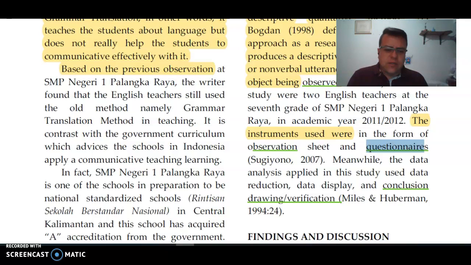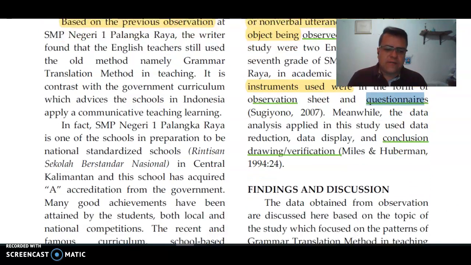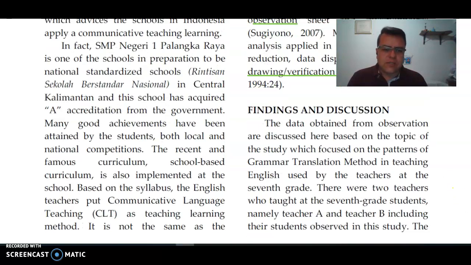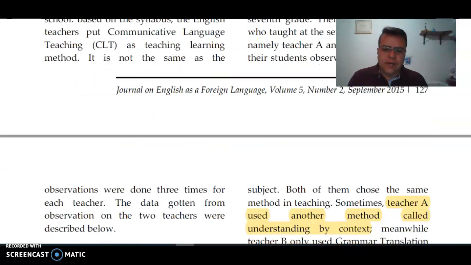These words or concepts I gave you are ideas that permit us to understand that this is a qualitative article. We can read here, for example, the word observation, that is part of the qualitative research, questionnaires, that is part of interviews. And for example, here we have the conclusion drawing verification, that is conclusion based on information but not using numbers.